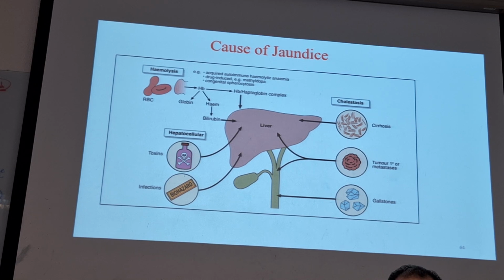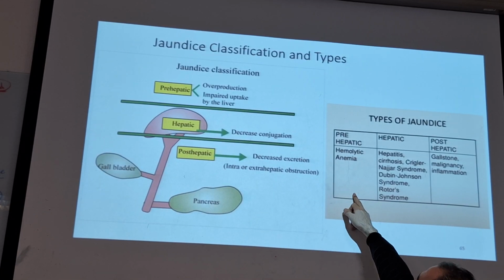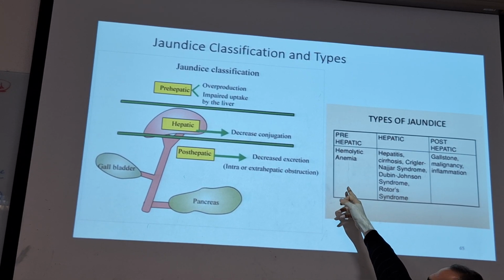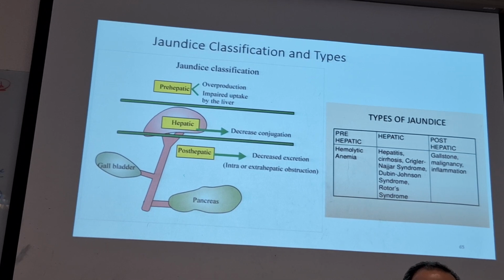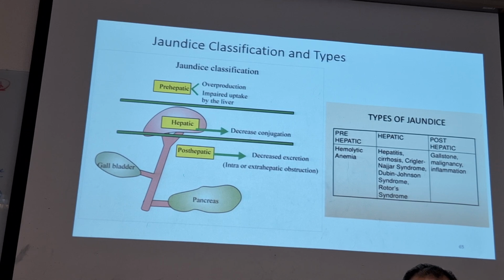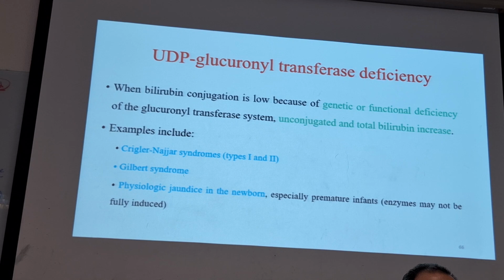So, related to the type of jaundice, we have prehepatic, hepatic, and post-hepatic. Memorize. Hemolytic anemia is categorized in the prehepatic part. Hepatitis, cirrhosis, Crigler-Najjar syndrome, Dubin-Johnson syndrome, and Rotor syndrome are all hepatic. Gallstone, malignancy, and inflammation are known as post-hepatic. Related to UDP glucuronyl transferase, Lees syndrome, Crigler-Najjar types 1 and 2, and Gilbert syndrome are due to the deficiency of this enzyme.